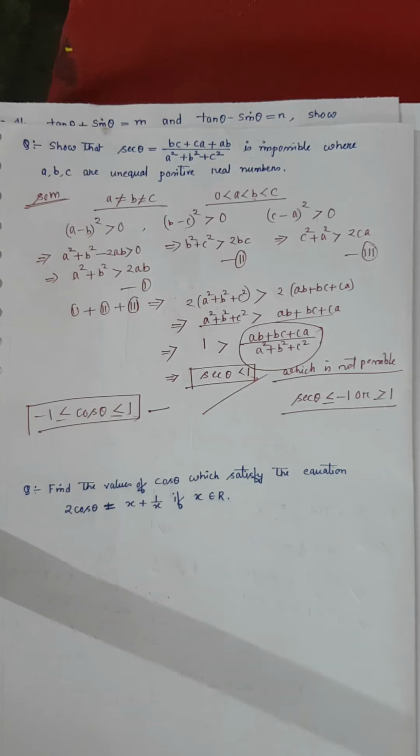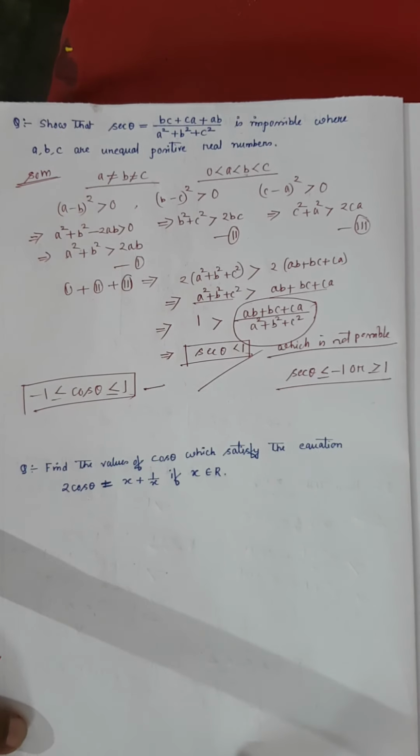See, cos 30 is root 3 by 2, whereas sec 30 is 2 by root 3. This is greater than 1. Similarly, cos 60 is half, sec 60 is equal to 2. So the value of sec will always be greater than or equal to 1 or less than minus 1. So you cannot write sec theta is equal to (BC plus CA plus AB) by (a square plus b square plus c square). We can write cos theta is equal to this. Okay. So your fourth question is over.